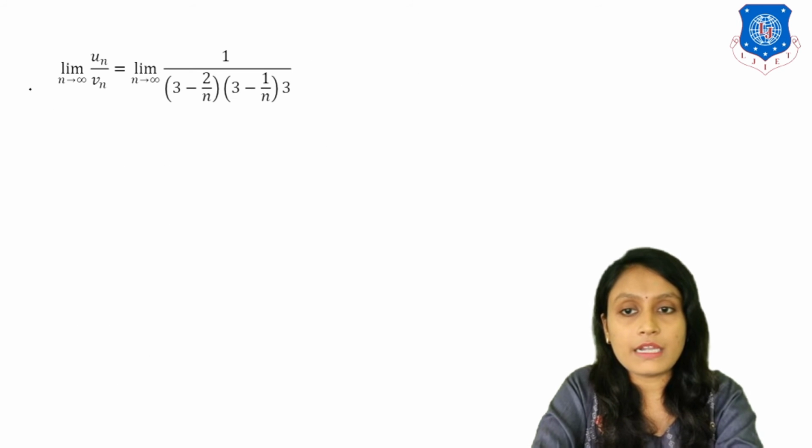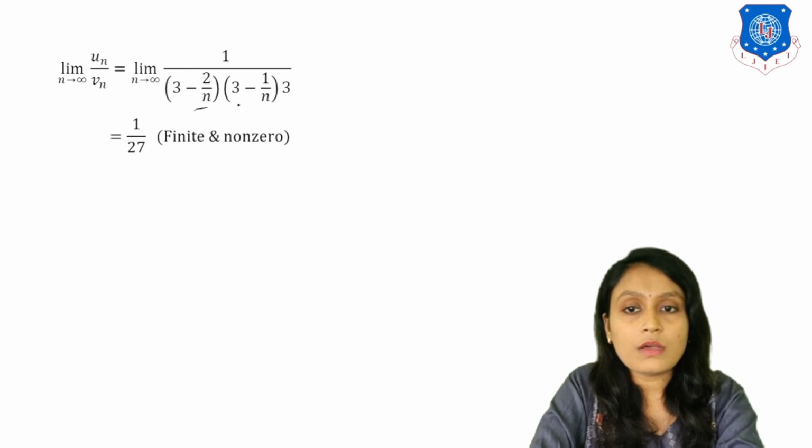Now we will find limit n tends to infinity un upon Vn. So this is equal to limit n tends to infinity 1 upon (3 minus 2 upon n) into (3 minus 1 upon n) into 3. Okay, now these two terms will go to 0. So what remains is 1 upon 27, which is a finite and non-zero term.